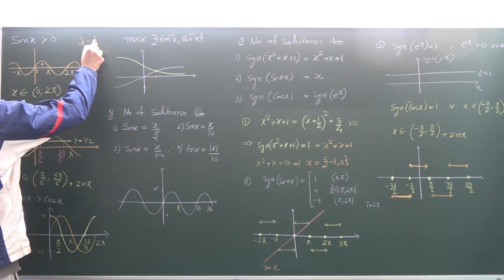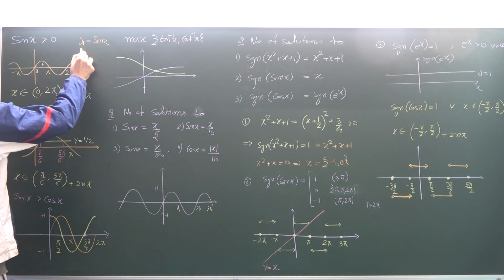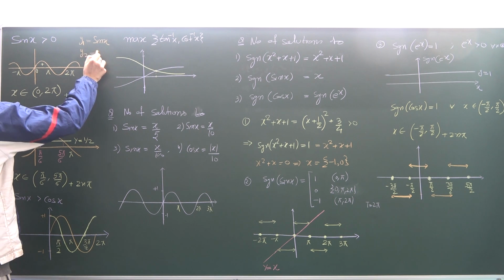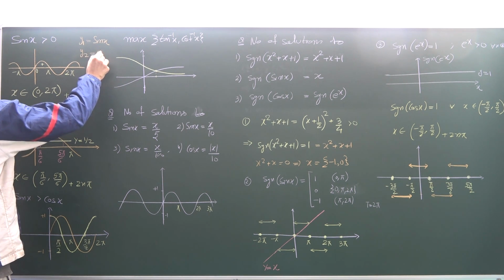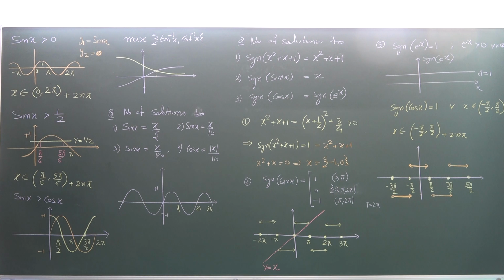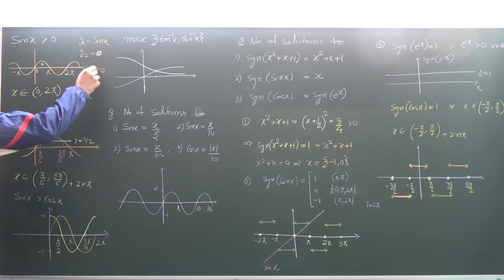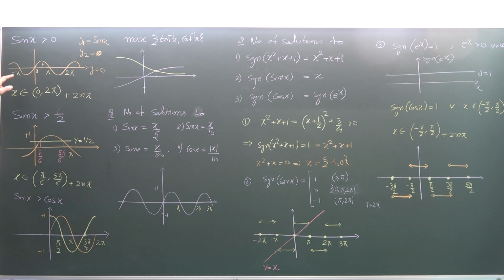y1 is sin x. So I have drawn sin x, and then the second graph is y2 equals 0. One of the graphs is sin x and the other one is y equals 0. The points of intersection are n pi: minus pi, 0, pi, 2 pi. Sin x greater than 0 is the part which is over y equals 0. Between 0 to pi, sin x is positive and the period of sin x is 2 pi.